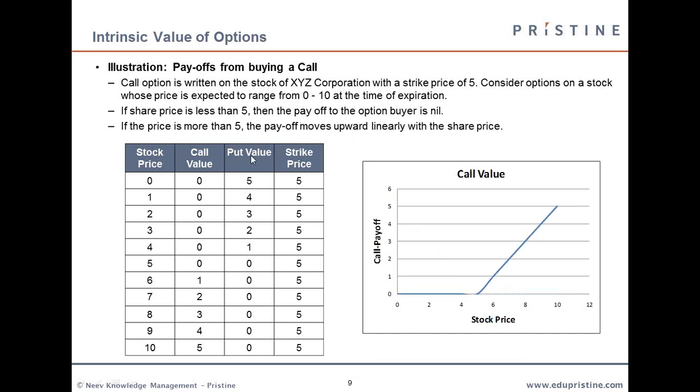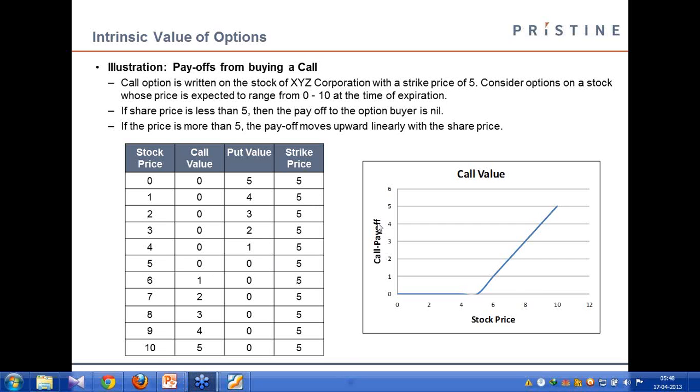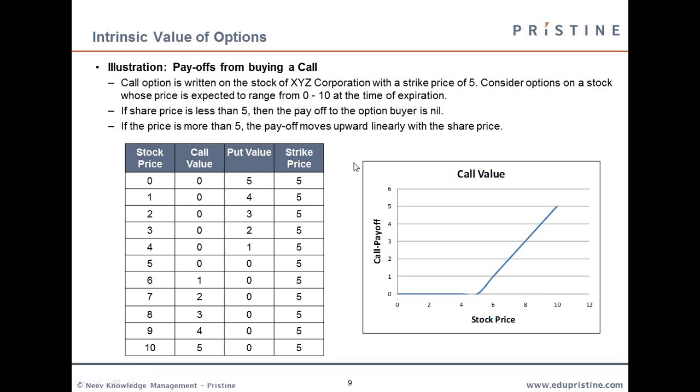So here's a table which I plotted, which shows the call value and the strike price. Here the call is not valuable to you unless the stock price goes above 5, because the strike price is 5 and you have a right to buy the option. So as a rational thinker, you'll buy the option only if the stock price exceeds 5.